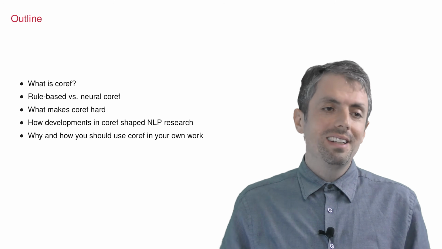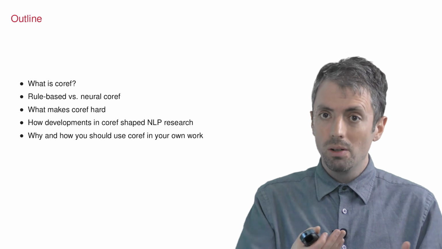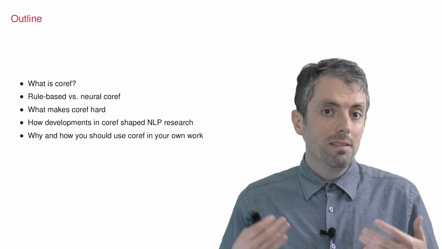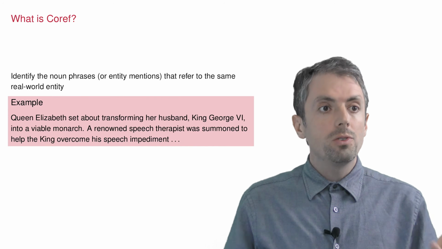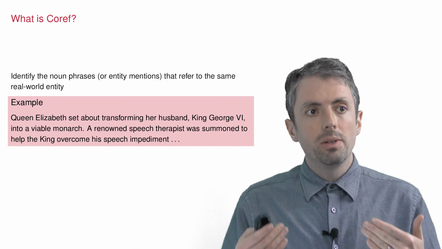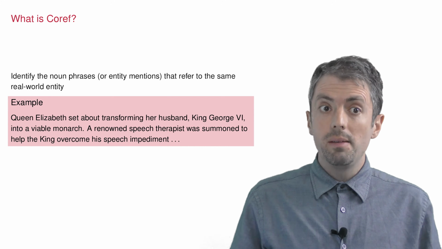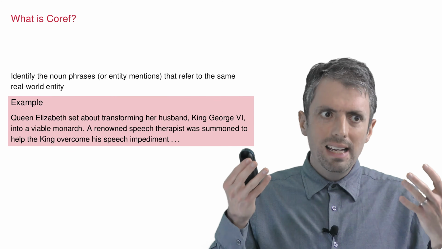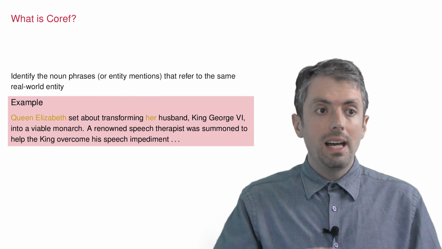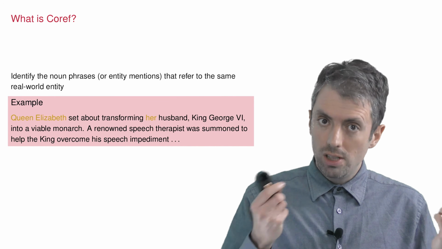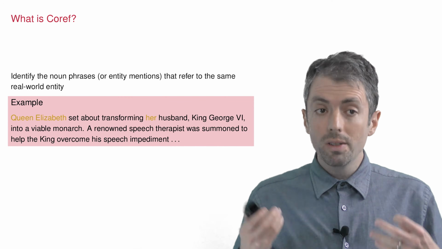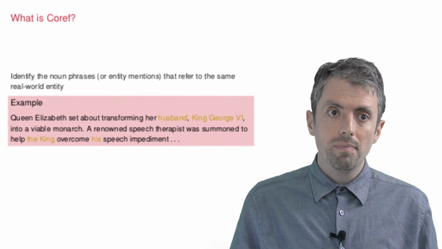And hopefully this might encourage you to use coreference in your own work and to understand the limitations of existing coref systems. So first, what is coreference? The goal of coreference is to identify the noun phrases or entity mentions that refer to the same real-world entity in some passage. So here we have Queen Elizabeth. She's mentioned by name, but when we use the pronoun her, we're still talking about Queen Elizabeth.